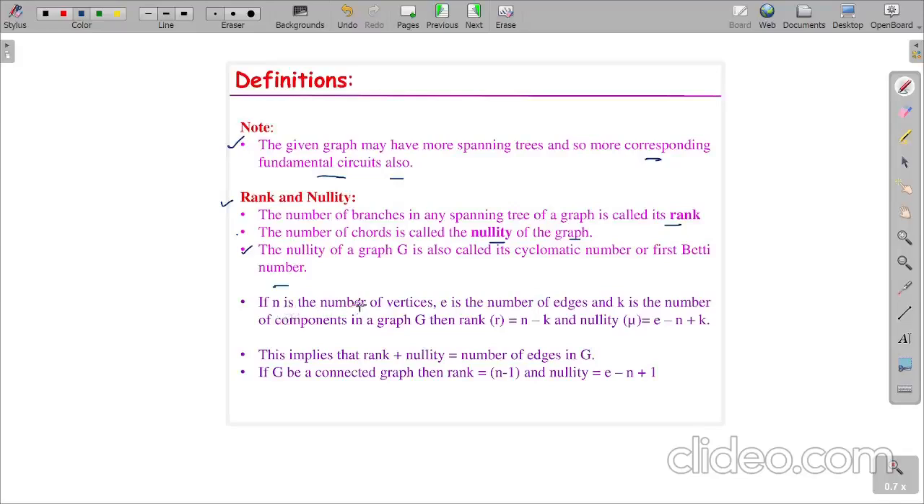If n is the number of vertices, e is the number of edges, and k is the number of components in a graph G, then rank R equals n minus k and nullity mu equals e minus n plus k. This implies that rank plus nullity equals the number of edges in G. If G is a connected graph, then rank is n minus 1 and nullity is e minus n plus 1.